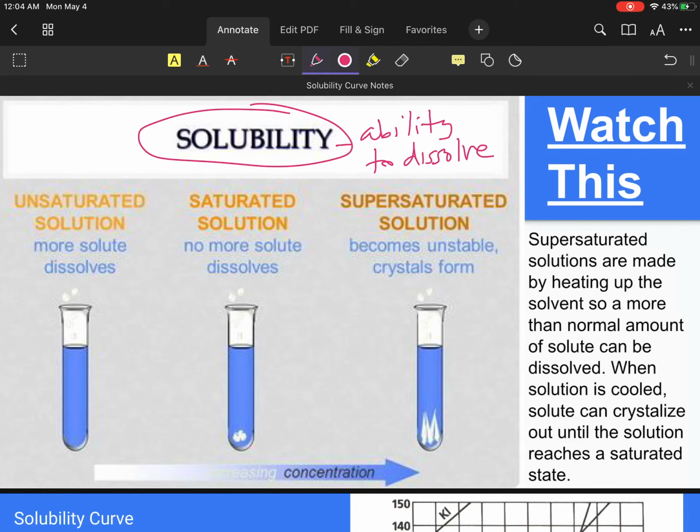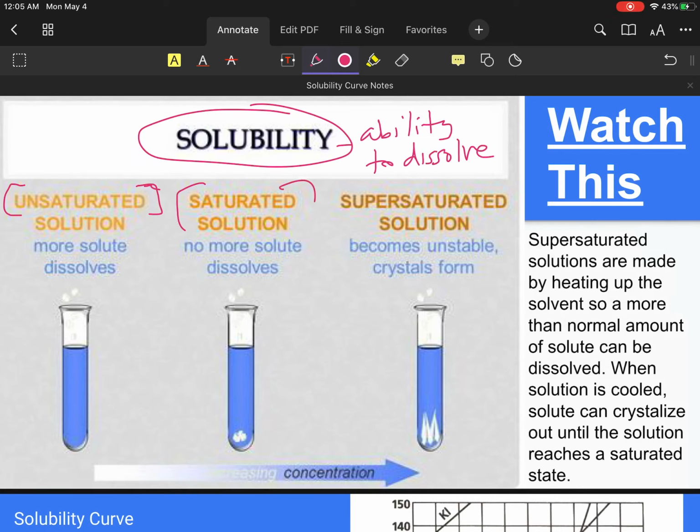We have a few terms that we need to know. Unsaturated basically just means that I can dissolve more solute. So this would be like if I put a little bit of sugar in some water and I stirred it up, it all dissolved. I put some more sugar in it, it all dissolved, right? I have an unsaturated solution. I can keep adding my solute and it keeps dissolving.